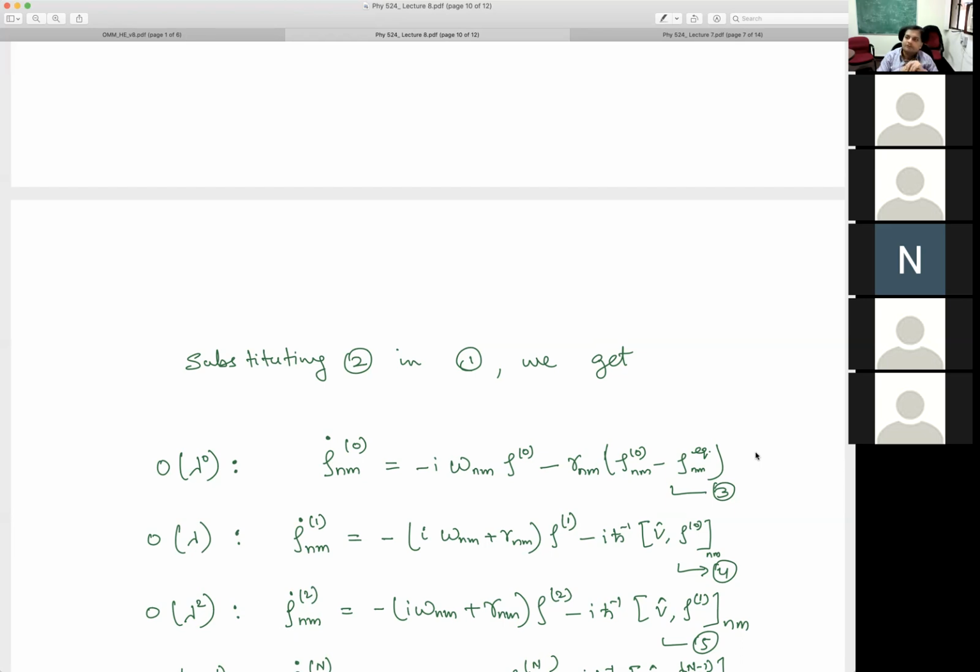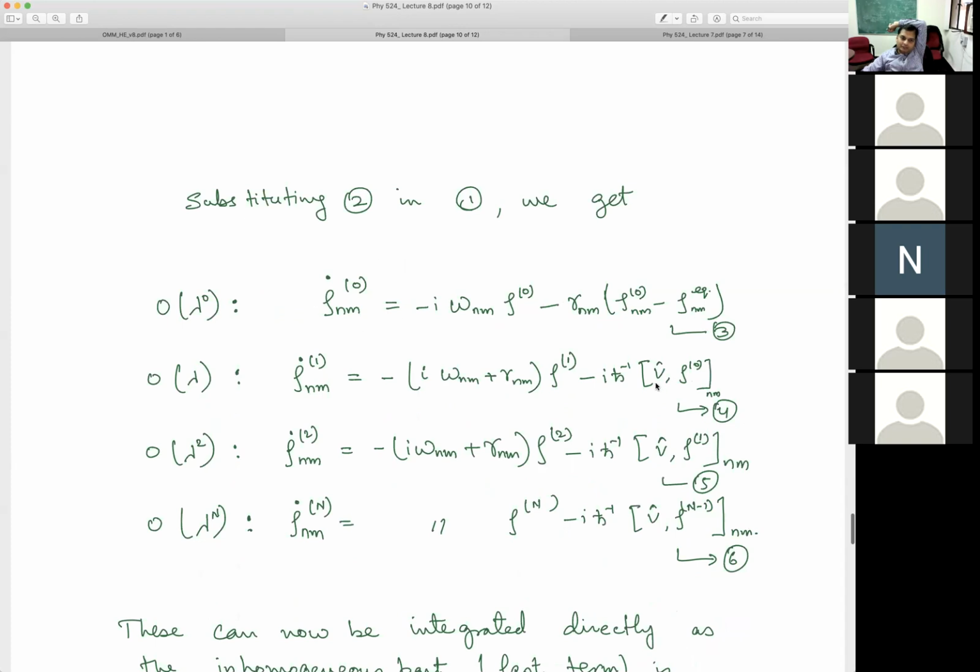Effectively, if I take the left-hand side to the right-hand side, then I will have some term times lambda to the power 0, plus some term times lambda to the power 1, plus some term times lambda to the power 2, etc. And this whole series has to add up to 0. This will add up to 0 if each power of lambda adds up to 0. And that's what I'm doing. So the coefficient of lambda to the power 0 is the first equation, the coefficient of lambda to the power 1 will give me a second equation, and so on.